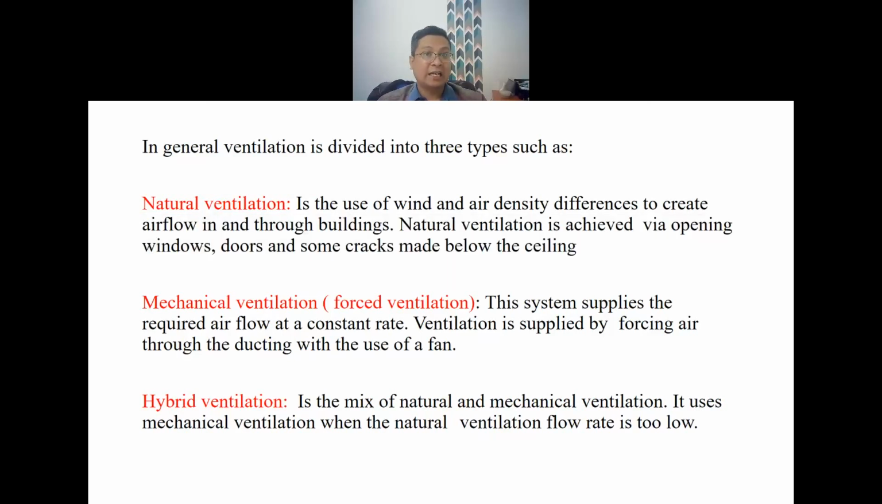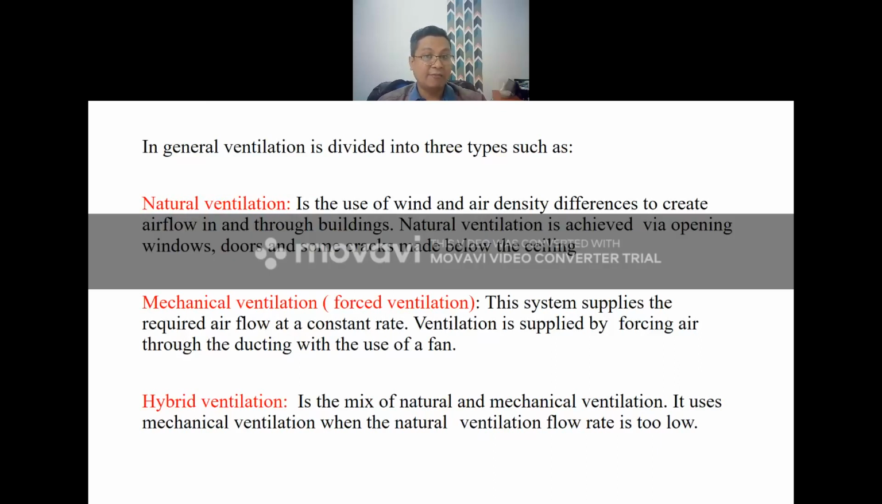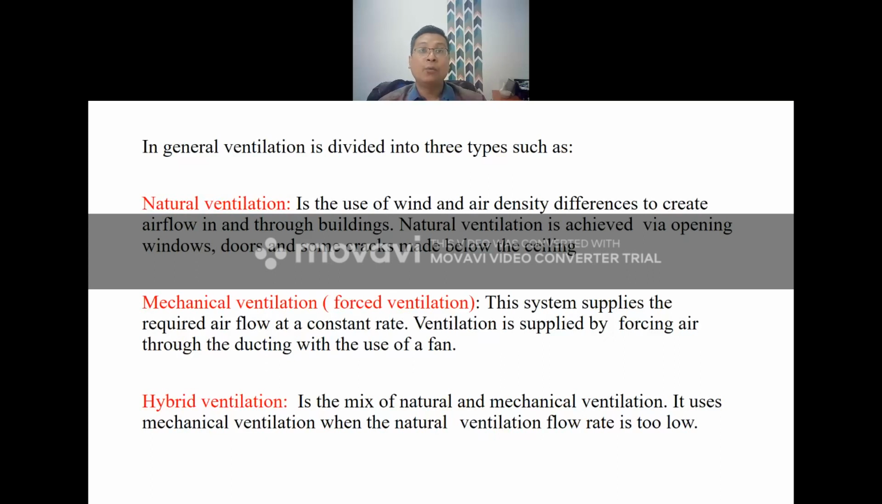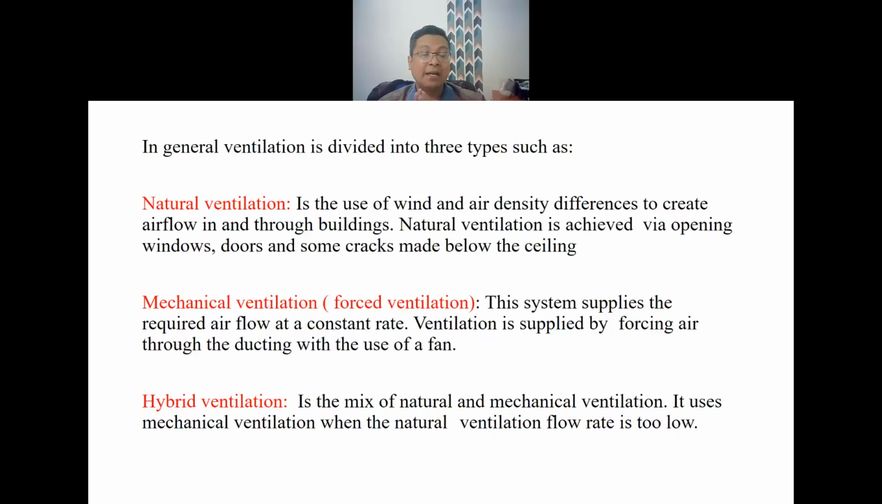Then the other type of ventilation is mechanical ventilation or forced ventilation. This system supplies the required airflow at a constant rate. Ventilation is supplied by forcing air through the ducting with the use of a fan. So, opposite to natural ventilation, we can control the amount of air supplied, and we control it over time. We control the amount and also the duration. So this one is under mechanical ventilation.